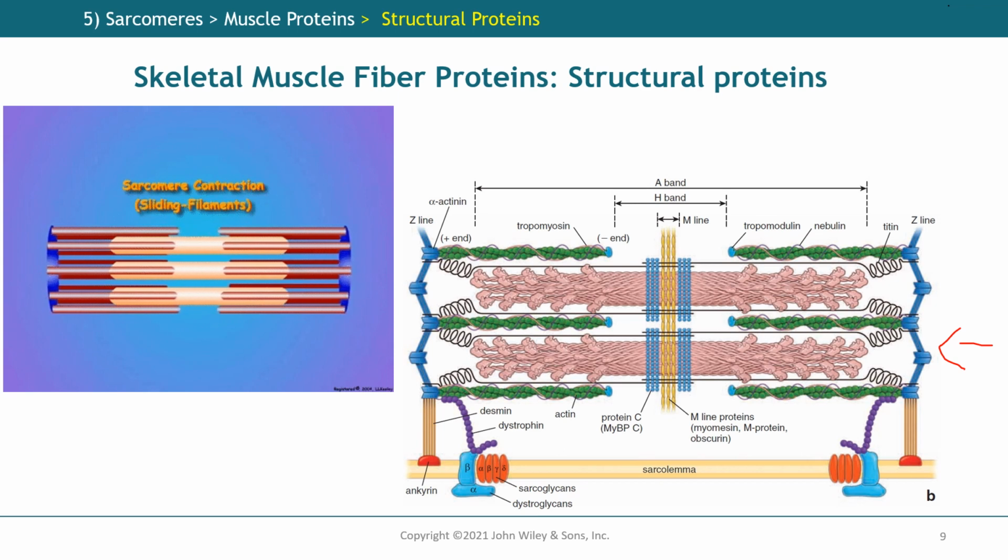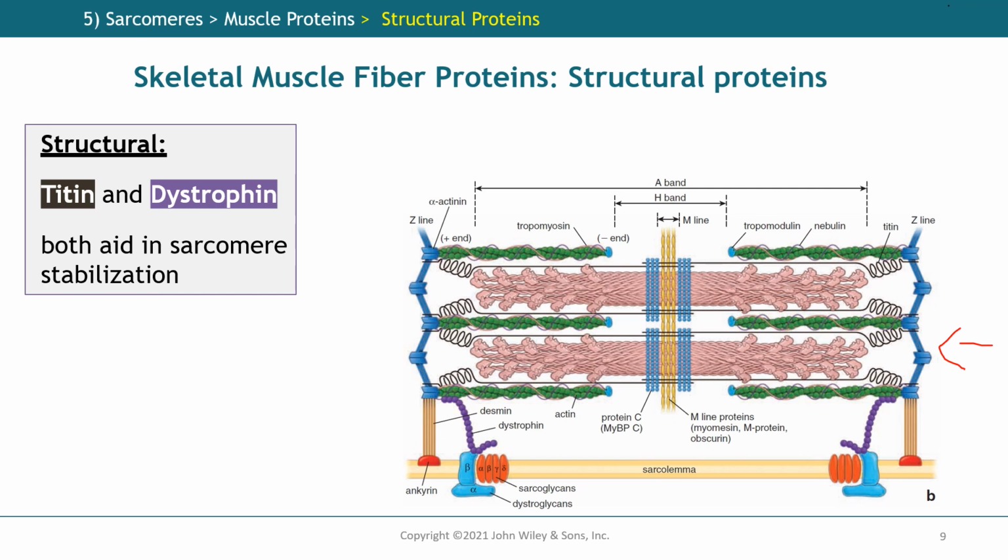So let's forget about the sliding. Let's remove it. And titin and dystrophin, these two proteins are in charge of helping the sarcomere to be more stable. And now let's focus on the complicated diagram. So here you can see the titin that looks like a coil. Let me show it to you in red. Here you see one example. Here you see more examples.